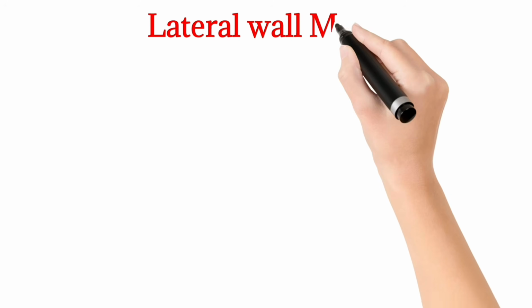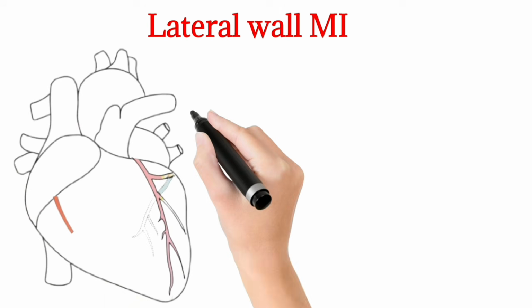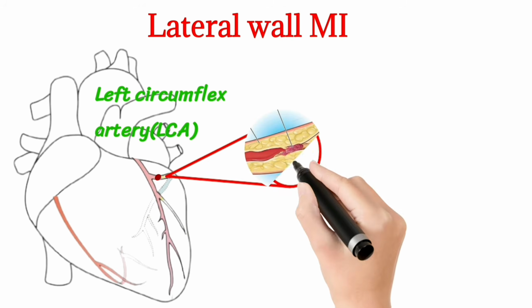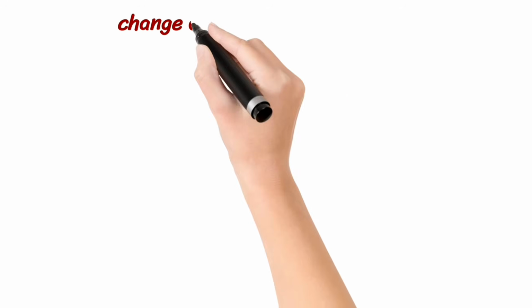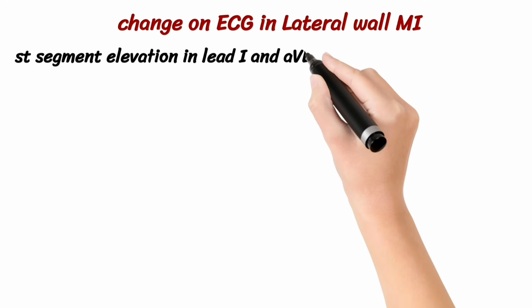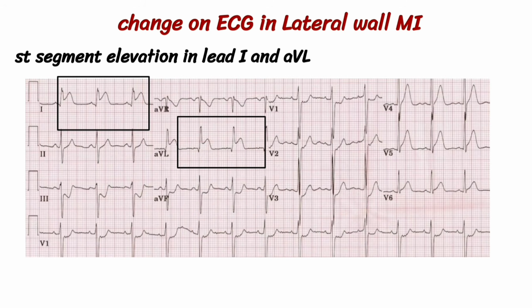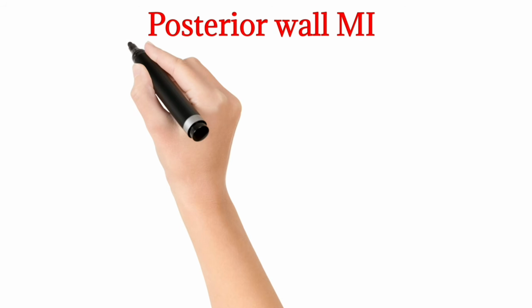Lateral wall myocardial infarction. In lateral wall myocardial infarction, clot or thrombus formation is in the left circumflex artery, LCX. As shown in the given diagram, you see clot formation. Changes on ECG in lateral wall myocardial infarction: ST segment elevation in leads 1 and AVL. The last one is posterior wall myocardial infarction.